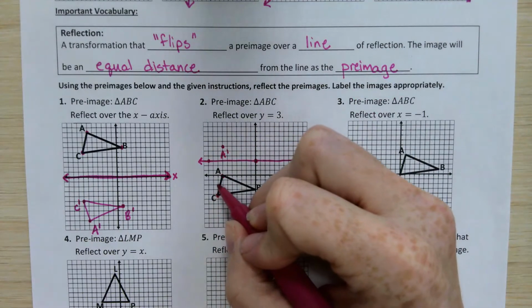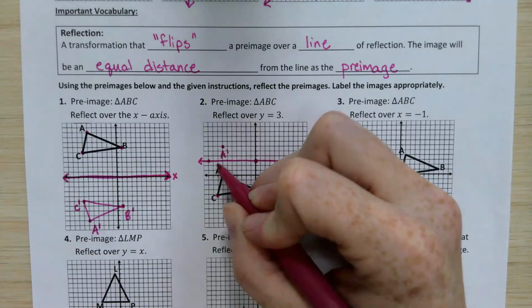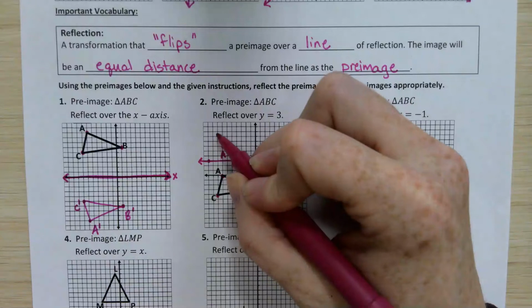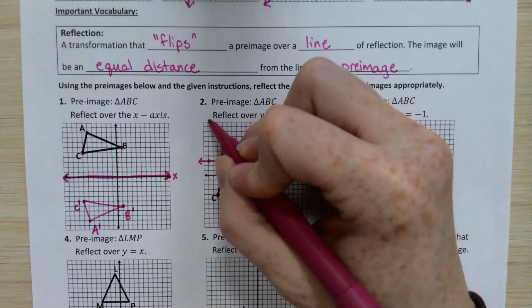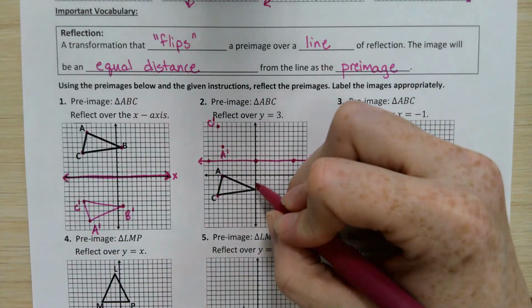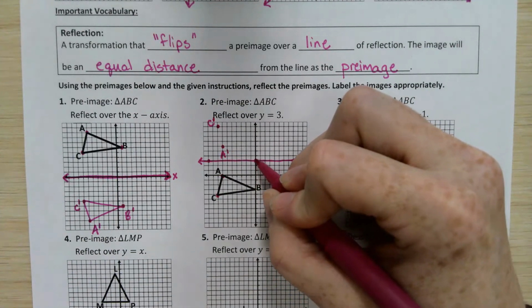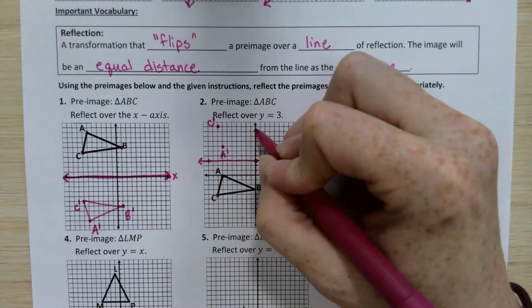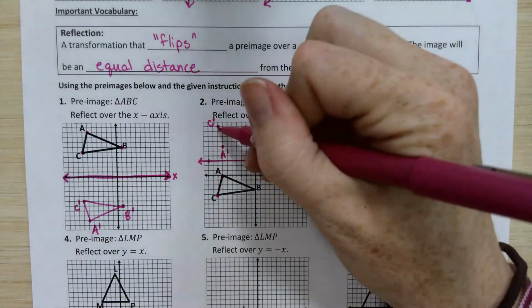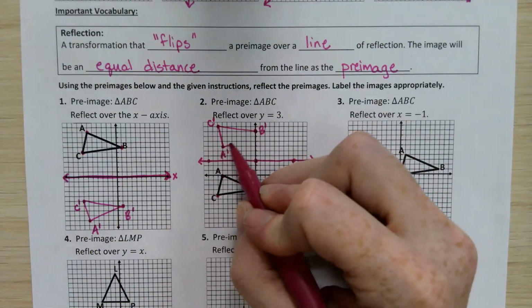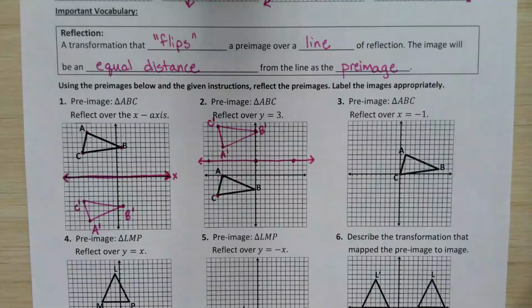C is 1, 2, 3, 4, 5, 6, 7 boxes below. So 1, 2, 3, 4, 5, 6, 7 boxes above for C prime. B is 1, 2, 3, 4, 5, 6 boxes below. So 1, 2, 3, 4, 5, 6 boxes above. The same distance, but on the opposite side of the line of reflection in order to get that reflection image graphed.